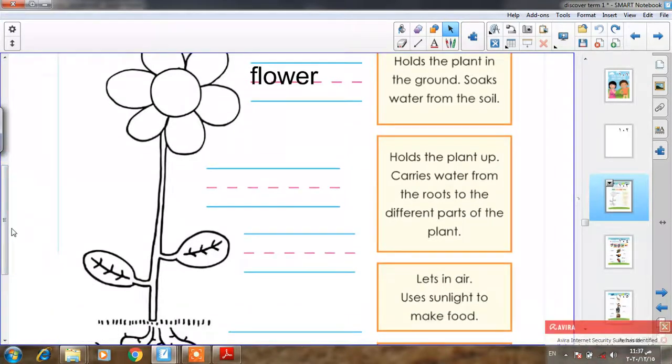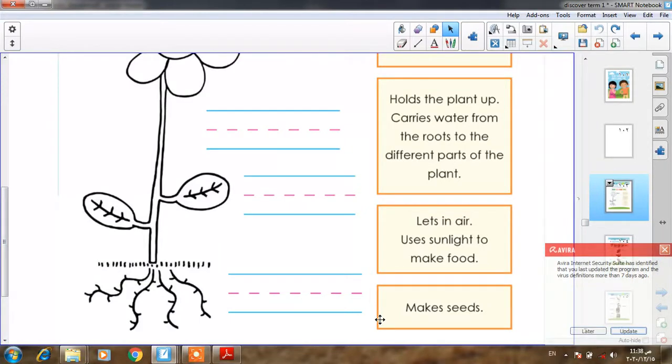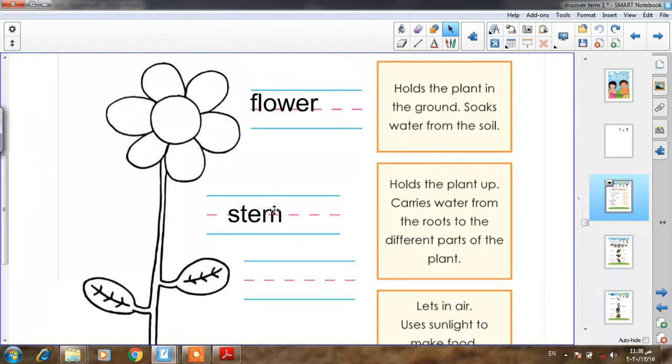Yes, the function of the flower is that the flower makes the seeds. Flower makes what? Seeds. So this is number 1. Okay, and that's called what? Yes, this is the stem. What is the function of the stem? The stem holds the plant up straight.